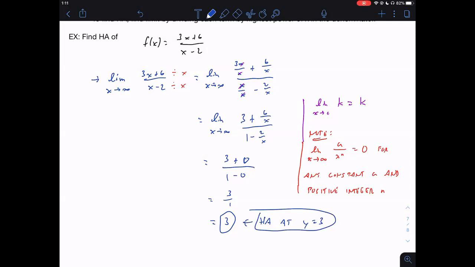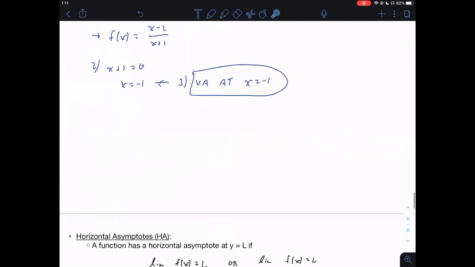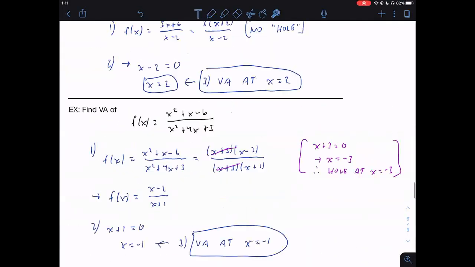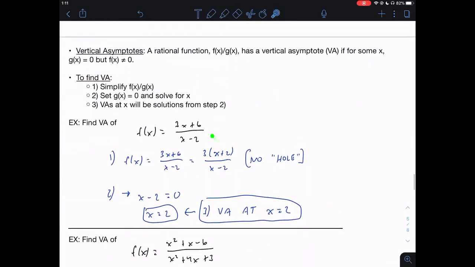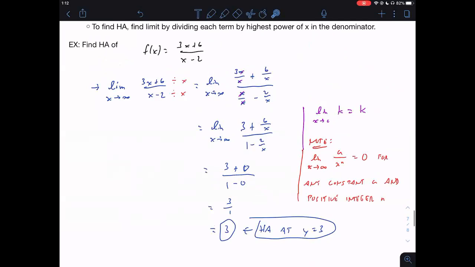So for this function, 3x plus 6 over x minus 2, we found a vertical asymptote at x equals 2, and now we have found a horizontal asymptote at y equals 3.